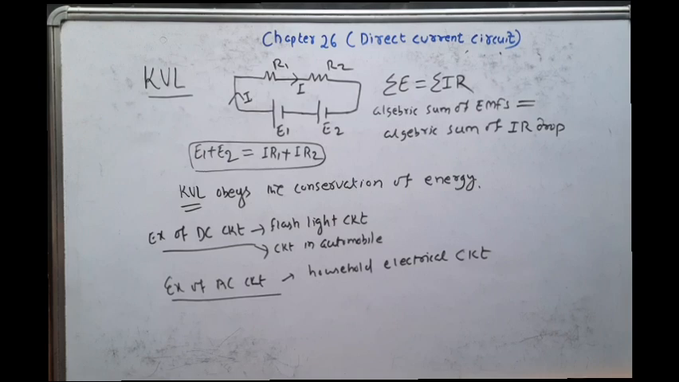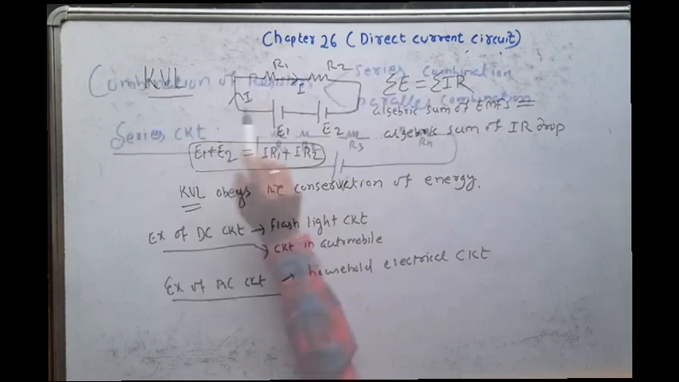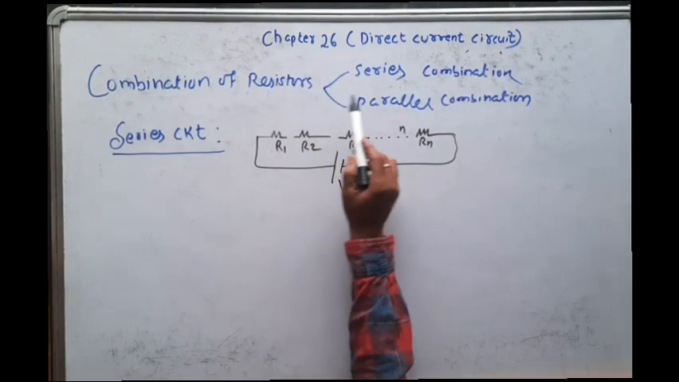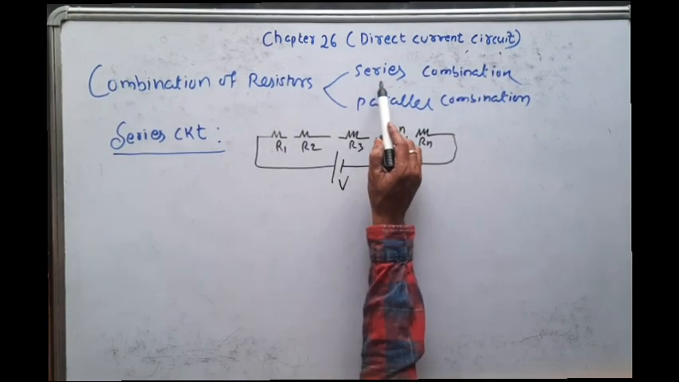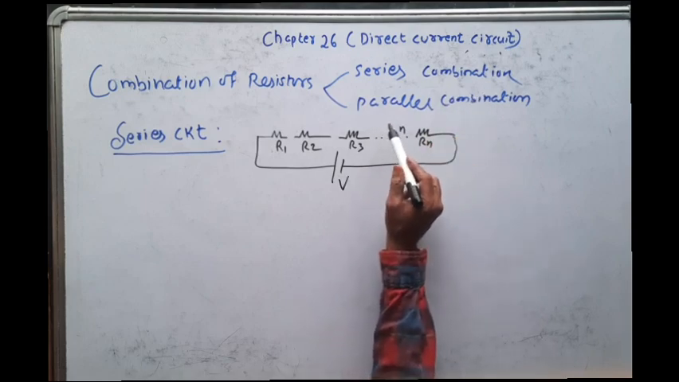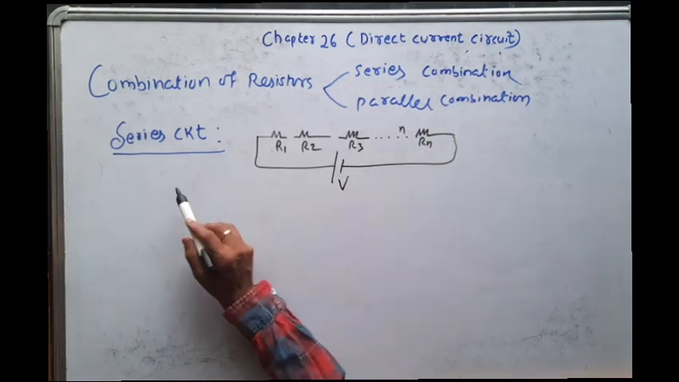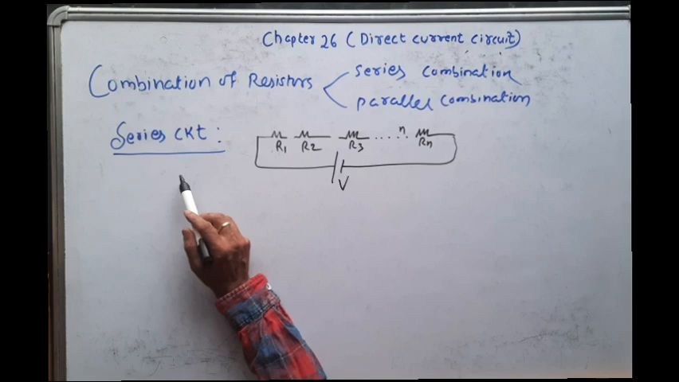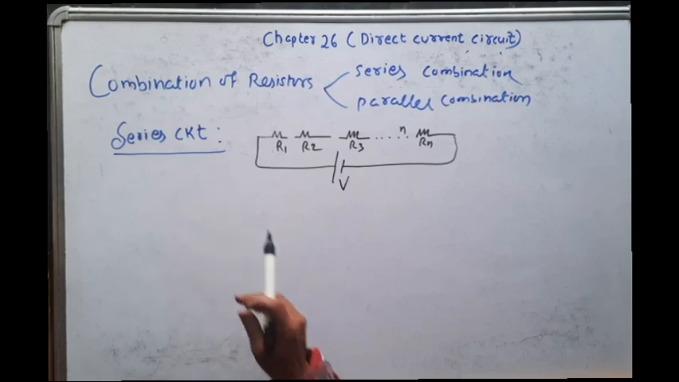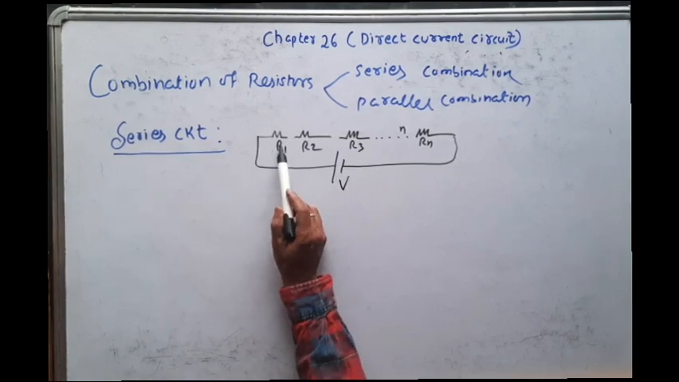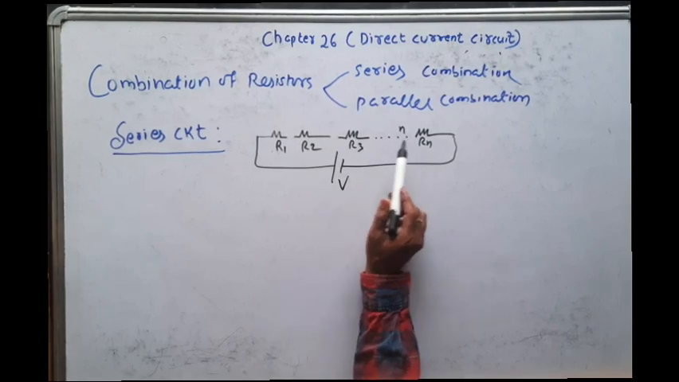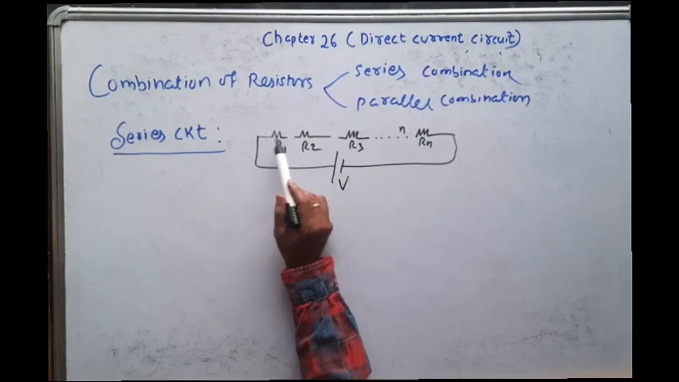So now we will start the combination of resistors. There are two types of combination. One is called series combination, another is called parallel combination. First we will discuss what is series circuit, series combination. So now see, there are n number of resistors I have taken. In any resistor there are two ends.